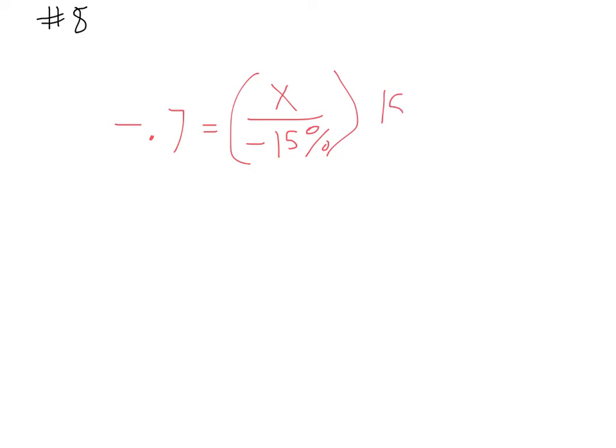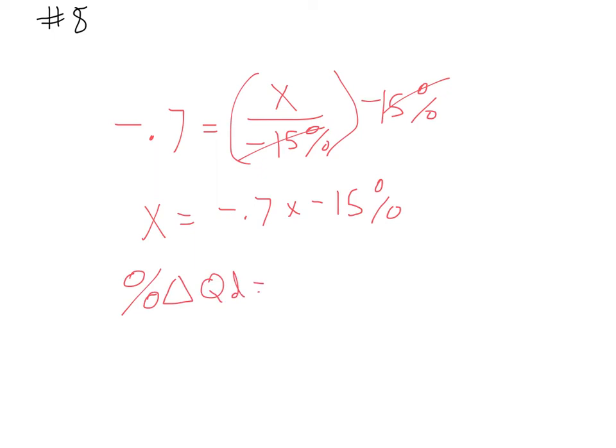Multiply both sides by negative 15%. We're going to cross that out. X is going to be equal to negative 0.7 times negative 15%. And so the percent change in quantity demanded is going to be equal to, excuse me, it's not negative, positive 10.5%.